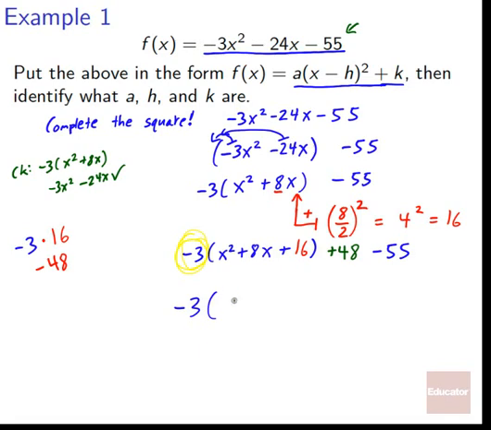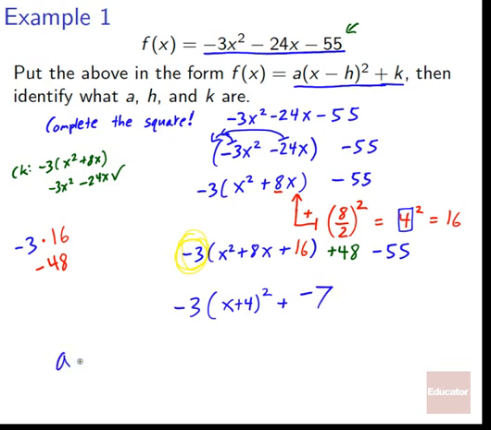x squared plus 8x plus 16 becomes x plus 4 squared. We know that because it's going to wind up being 8 over 2, which is 4. Let's check it real quick. x plus 4 squared, x times 4 plus 4 times x, 8x, 4 times 4, 16. Great, checks out. And then plus 48 minus 55. So 48 minus 55 becomes plus -7. Great.